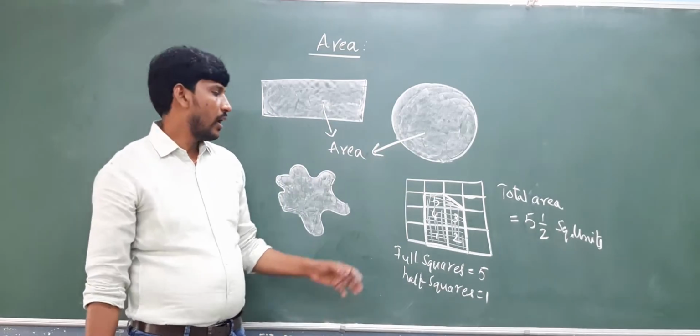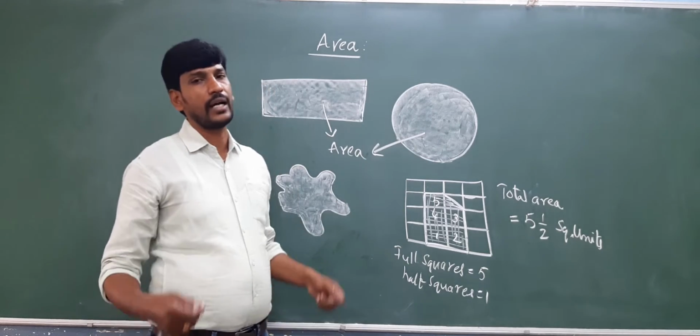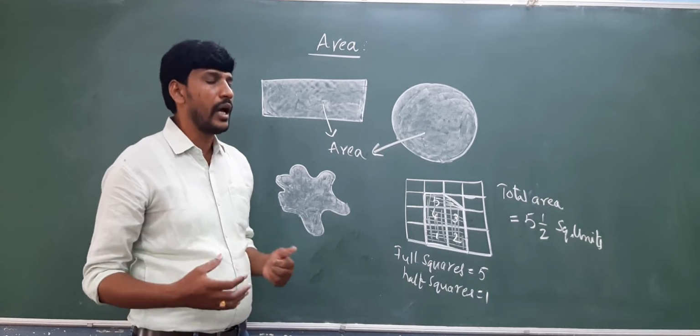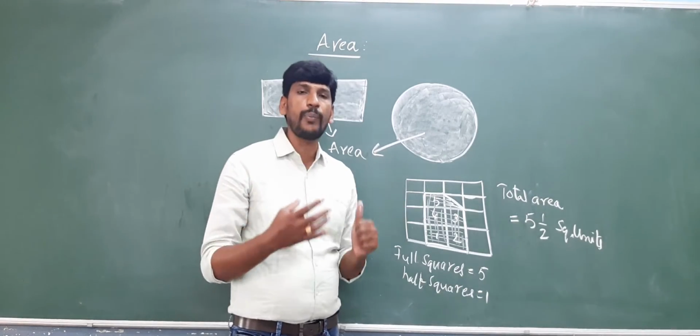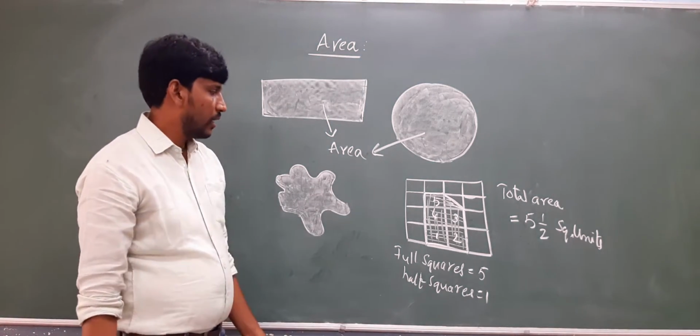Unless we know the value of this area and this area, we cannot say which figure has occupied more area. Clear, my dears? So, what is the area? A closed figure occupying some space is called area. Clear? Right, my dears.